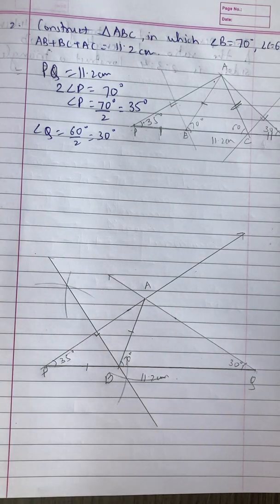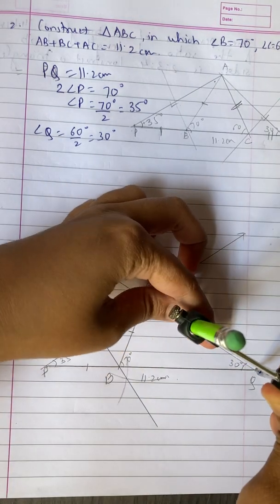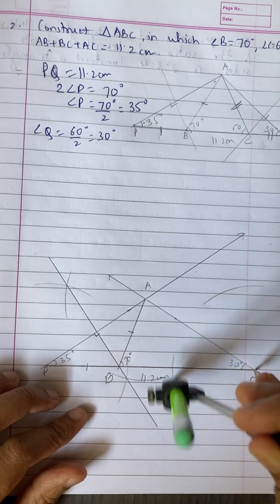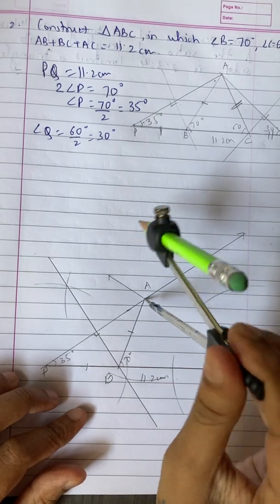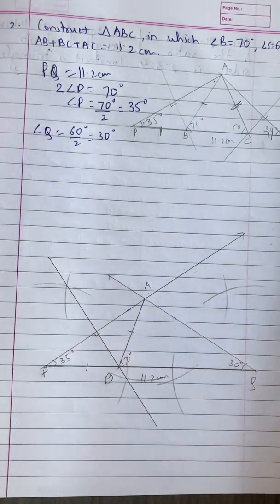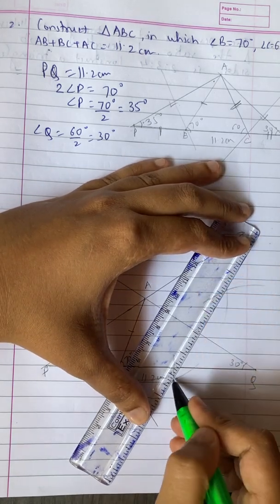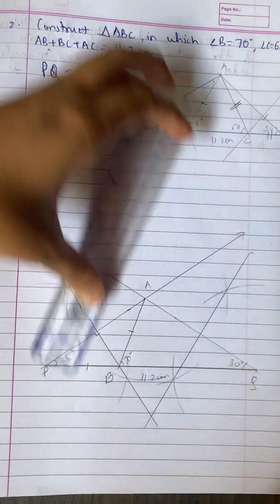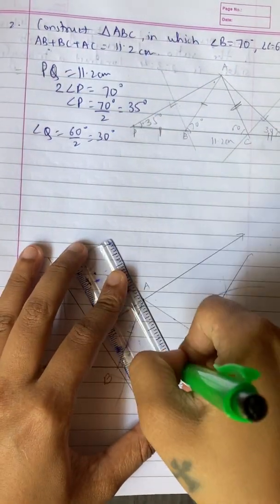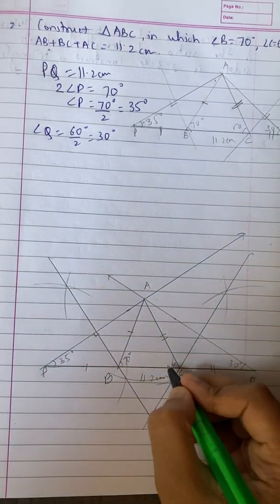So by using the protractor again, I'll put it on Q, take more than half, a little more than half. Then I'll put it on A. Now I'll join the two points. This will be point C. And like that we get triangle ABC, and this angle is 60 degrees.